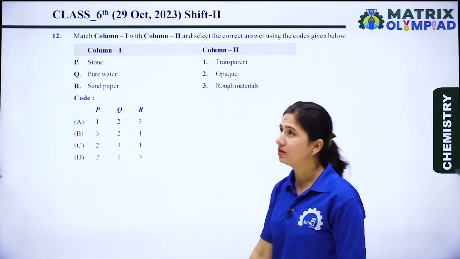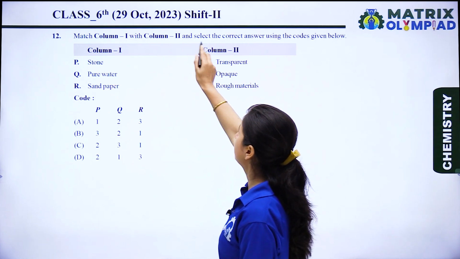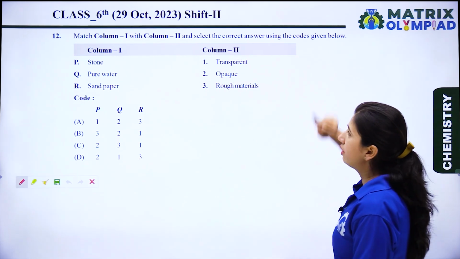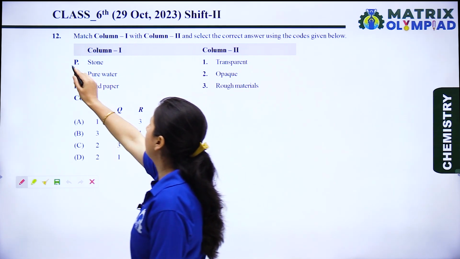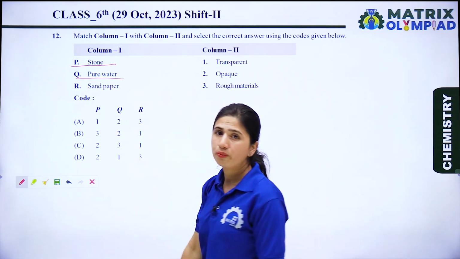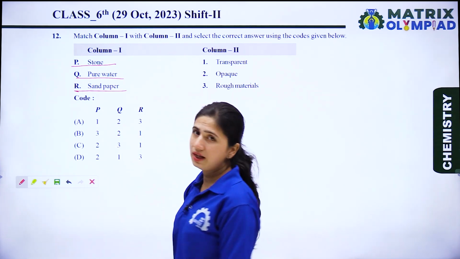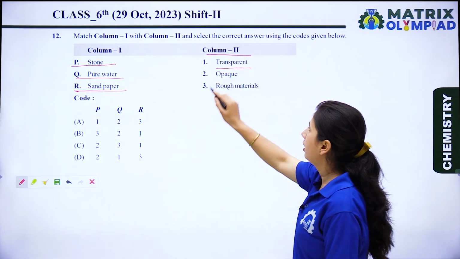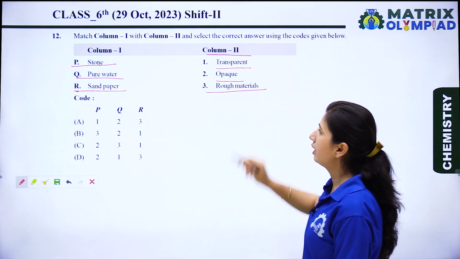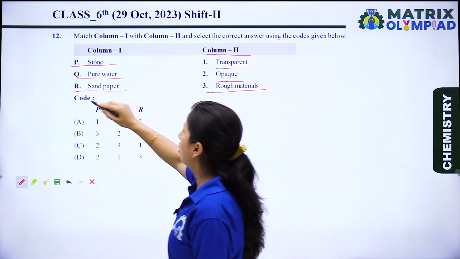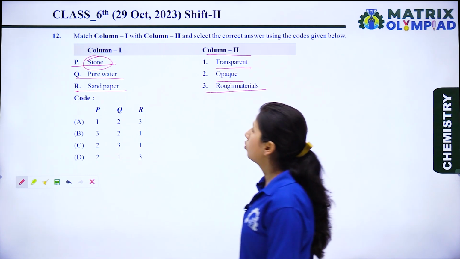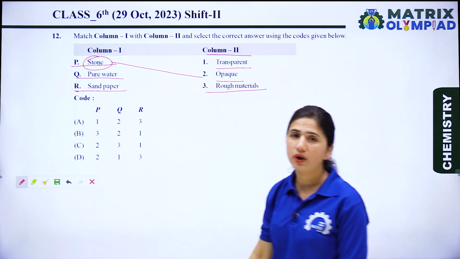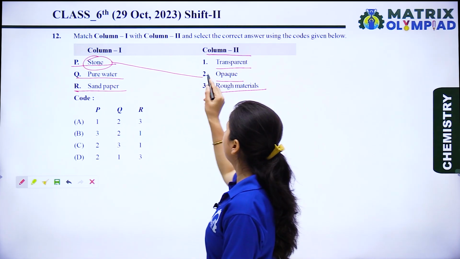The next question is: match column first with column second and select the correct answer using the codes given below. In column first, P is stone, Q is pure water, and R is sandpaper. Now let's see column second. First is transparent, second is opaque, and third is rough material. Let's see column first. Stone. We know that stone is an opaque material. We can't see through the stone. So it is an opaque material. So P goes with the second option.